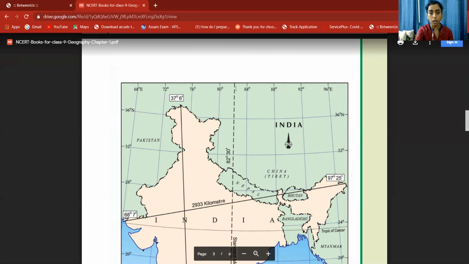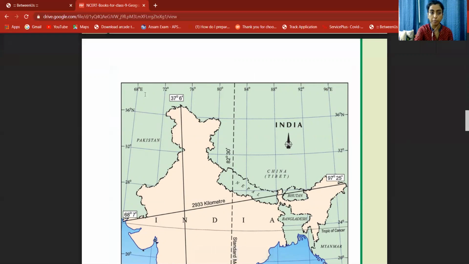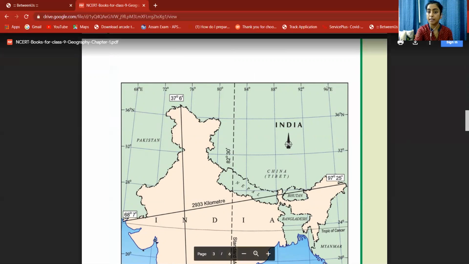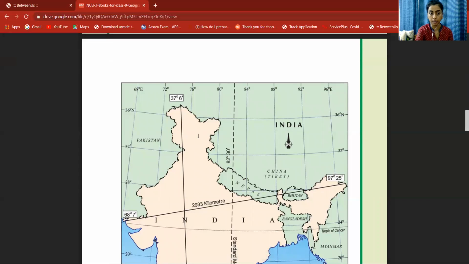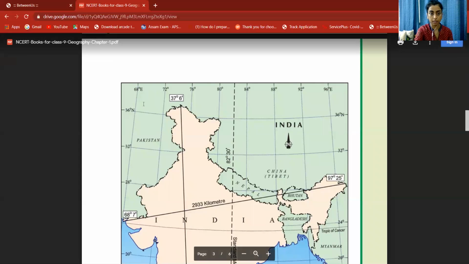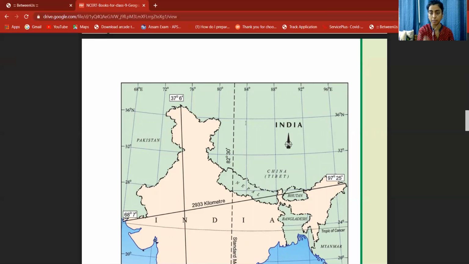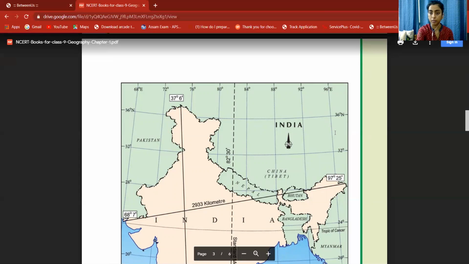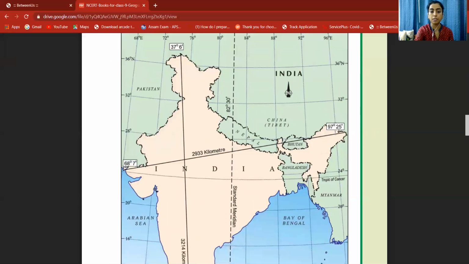This is a line which is in the middle of the extreme west and the east. From both these longitudes, the middle longitude is considered the standard meridian for India. Can you see, this is in the middle, this is the extreme west, and this is east, and in between is this line. So that middle point is taken as the meridian for which time will be calculated for India, and it passes through Mirzapur.